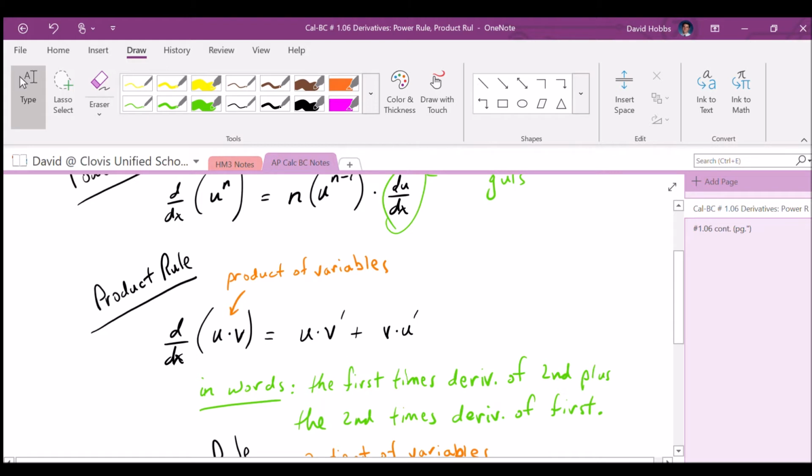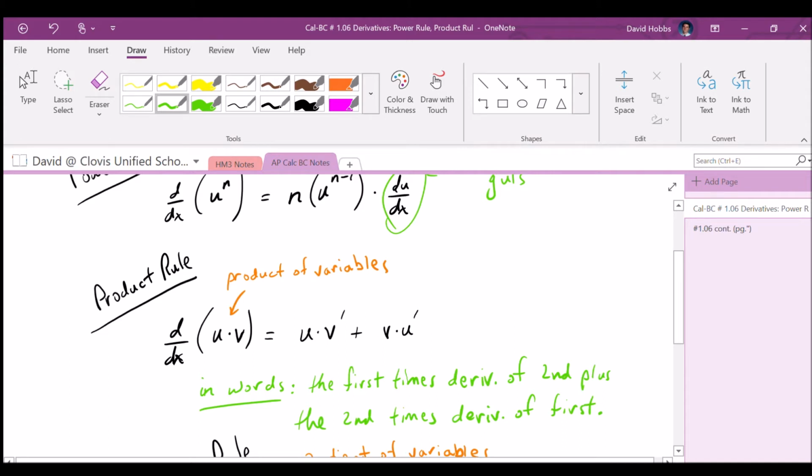Product rule. The product of variables. I mean, we don't really need a product rule if it's a constant times a variable, because we already know how to deal with that. But if you have a product of variables, we don't have to multiply it out first to do the derivative. We can do the first times the derivative of the second plus the second times the derivative of the first. So u times v prime plus v times u prime.